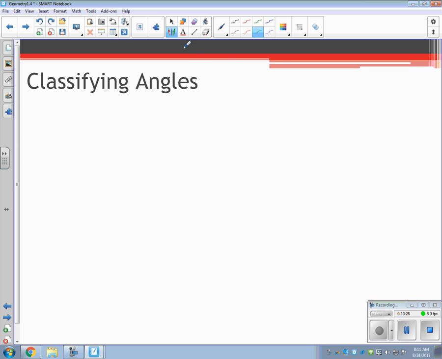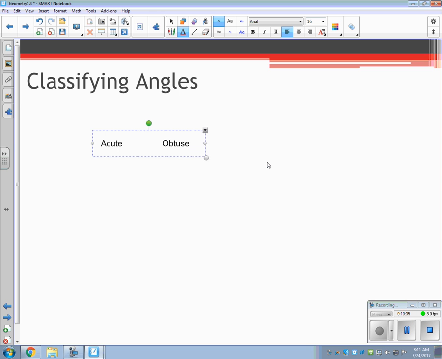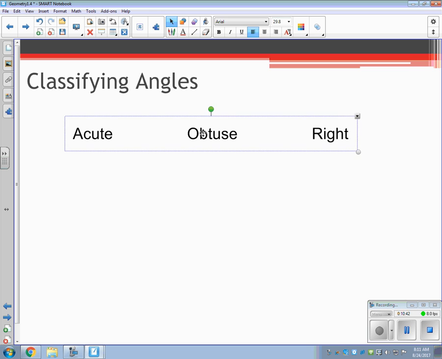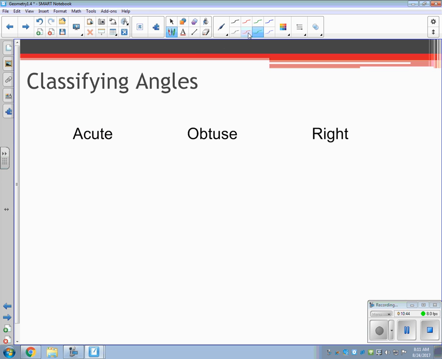When we classify angles, we have three options. The angle that we just saw would be called acute. We can also have angles that are obtuse. And then finally, we can have angles that are right. I think, again, these are probably terms you've had before, but let's review them in case we need to. To be an acute angle, the measure is less than 90 degrees. To be obtuse, it is greater than 90 degrees. And to be right, it's exactly equal to 90 degrees.